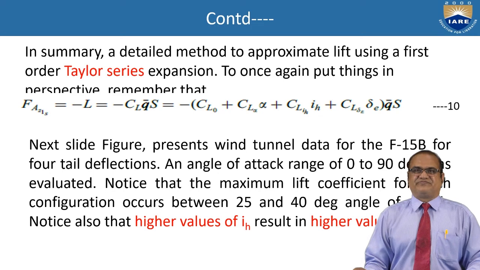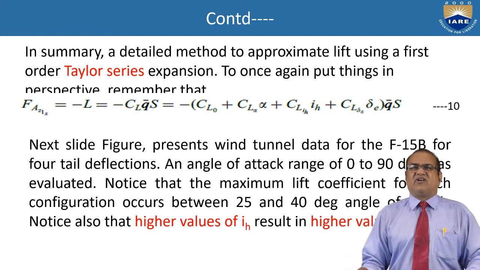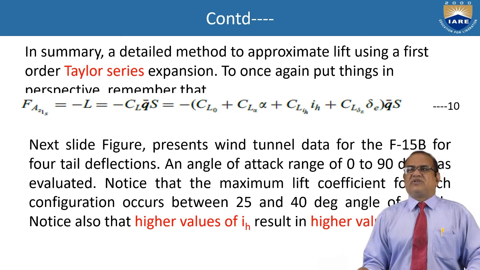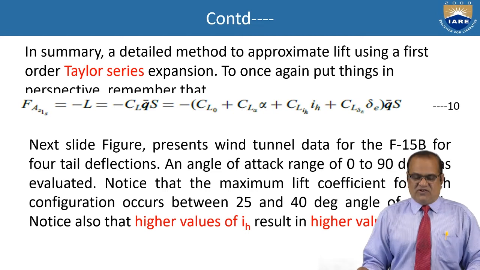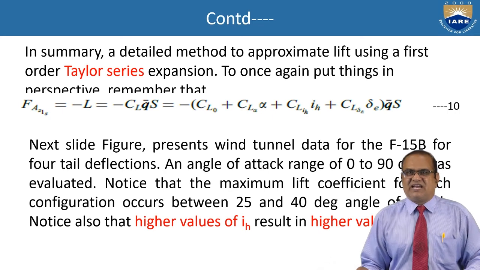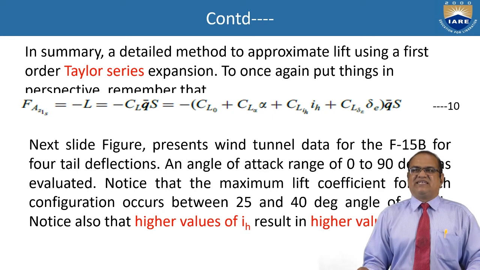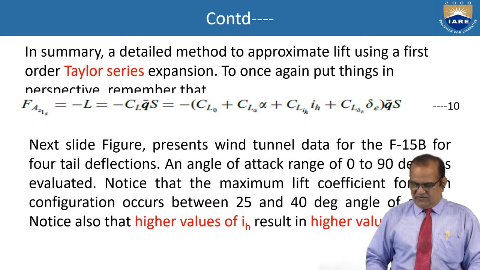into QS. So in the next slide, the figure presents wind tunnel data for the F-15B for the 4-tail configuration, and an angle of attack range of 0 to 90 degrees was evaluated. Notice that the maximum lift coefficient for each configuration occurs between 25 and 40 degrees angle of attack. Also, a higher value of IH results in a higher value of coefficient of lift.